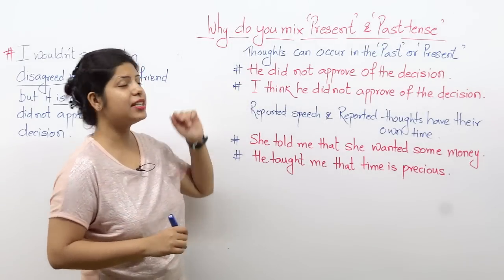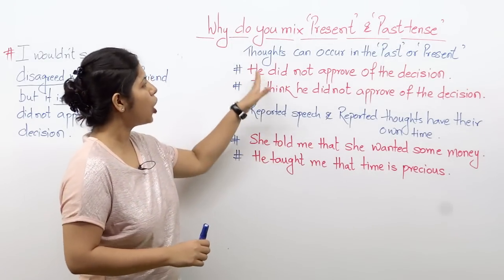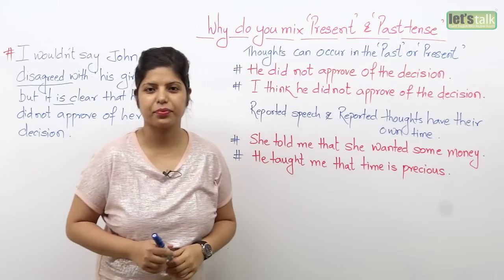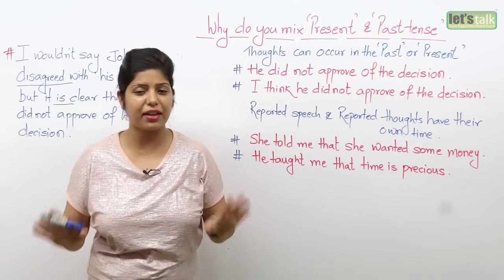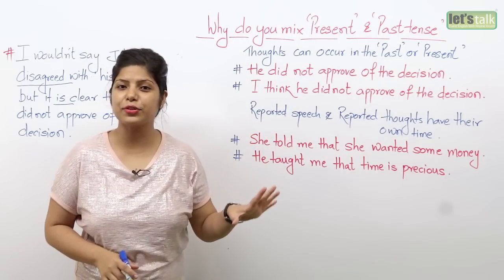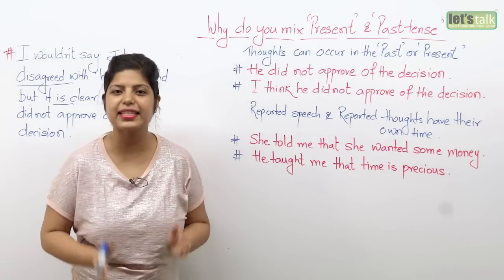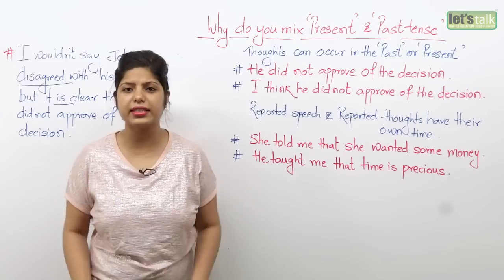Now, my first rule says, thoughts can occur in the past or in the present. Before we get into this, let me make it very clear. Past tense is used to talk about something that happened. And the present tense is used to talk about the current time.